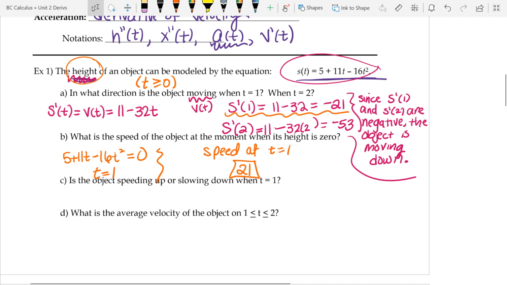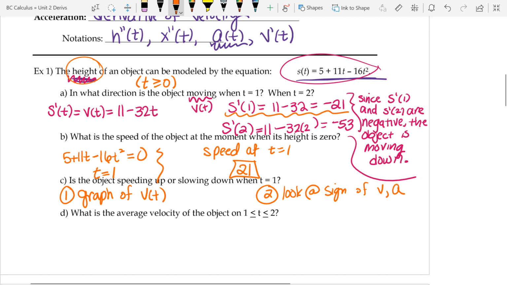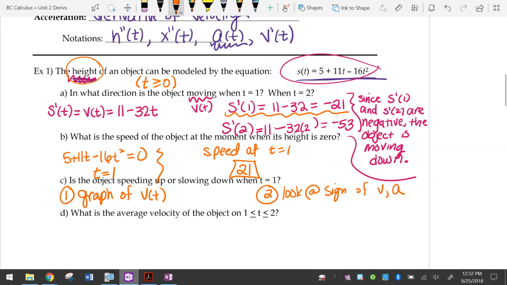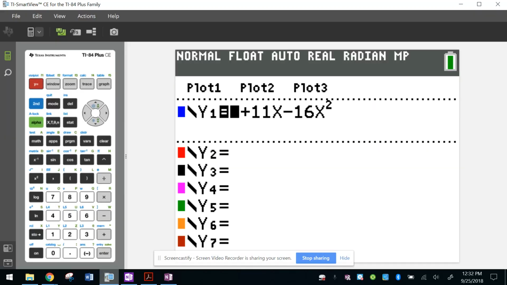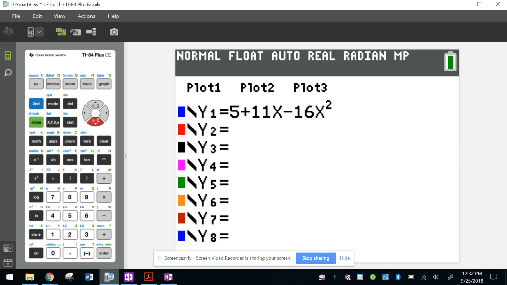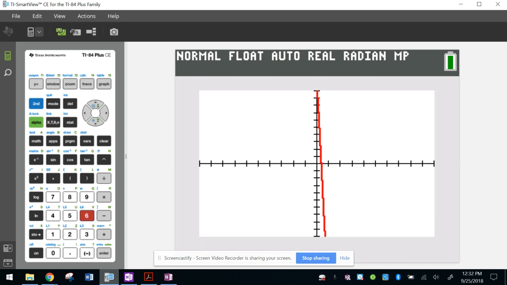Is the object speeding up or slowing down when t equals 1? All right, so speeding up or slowing down. There are two ways to do this. Option 1 is look at the graph of velocity. Option 2 is look at the sign of v and a. I'm going to look at the graph of velocity, which would be my derivative graph. So over here, my position graph is that. I'm going to turn that off, and I'm going to graph the derivative, which is going to be 11 minus 32t, which is 32x. And I'm going to zoom out because I want to see the whole graph.